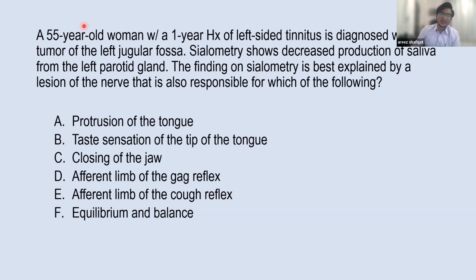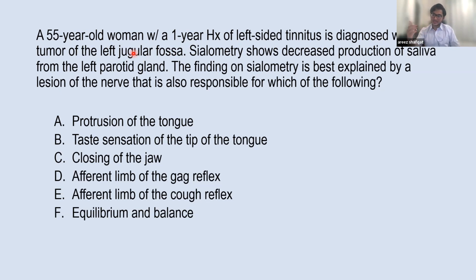Okay, sure. So this 55-year-old woman has a 1 year history of left-sided tinnitus. She is diagnosed with a tumor of the left jugular fossa. So this woman has a tumor of the left jugular fossa. If you remember the base of the skull, there's different holes which nerves pass through, right? Which three nerves pass through the jugular foramen? Okay, 9, 10, and 11.